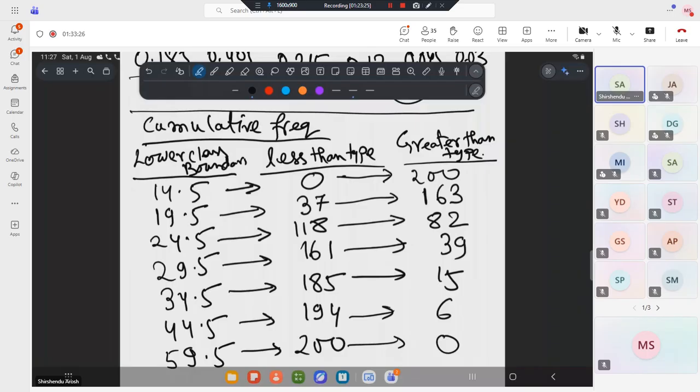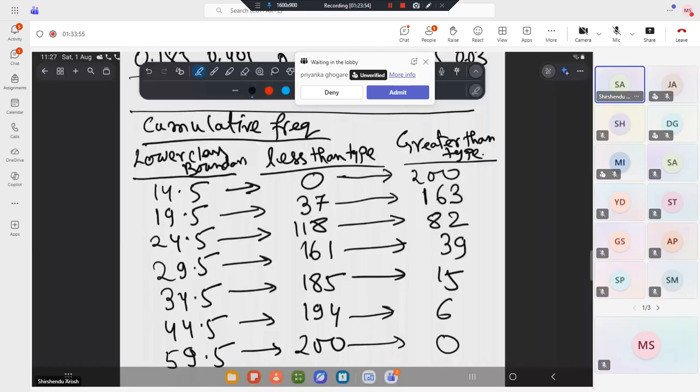Generally, you do not use the greater than type. Very popular is the less than type scenario, and we generally use it to find out the median and the quartiles. Many of you have found the median using some equations. I'll show you how the equation actually came about. This is one way to find the medians using the quartiles situation.